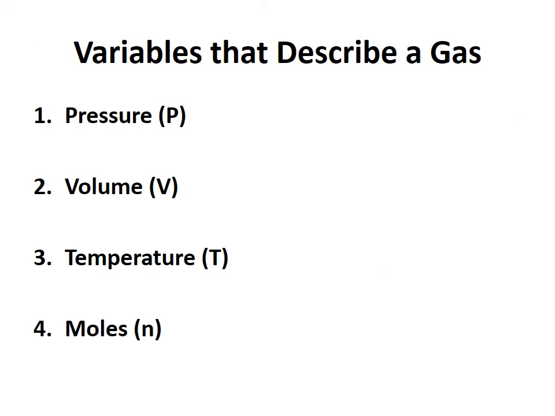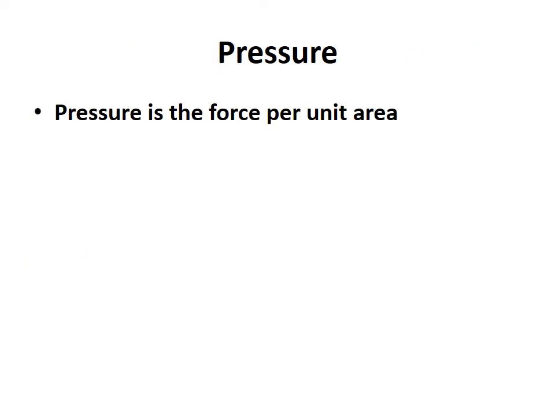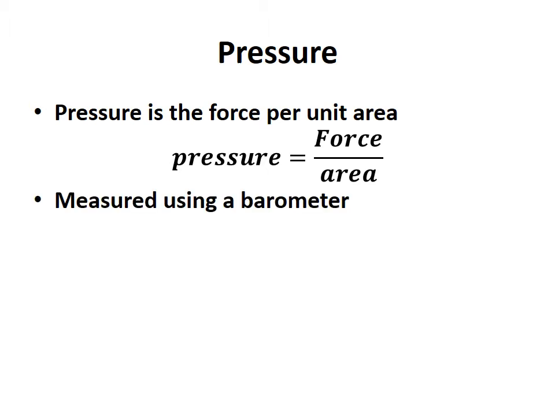The variables that describe a gas are pressure, volume, temperature, and moles, which is the number of moles. We're going to look at these variables in detail as we go along in this lesson. First, we start off with pressure. Pressure is the force per unit area. That is force divided by area. How much force do these particles hit the walls of the container with? What area do they come in contact with? The more particles you have hitting the same area, the greater the pressure. The more force you have on that area, the greater the pressure.